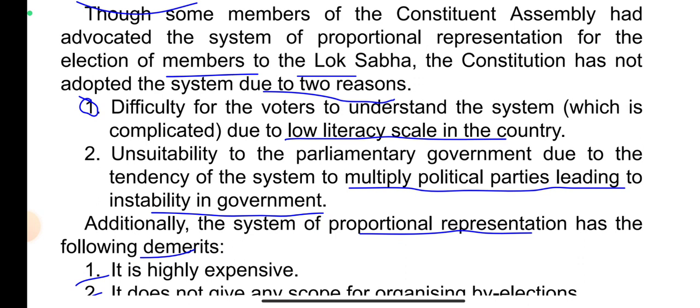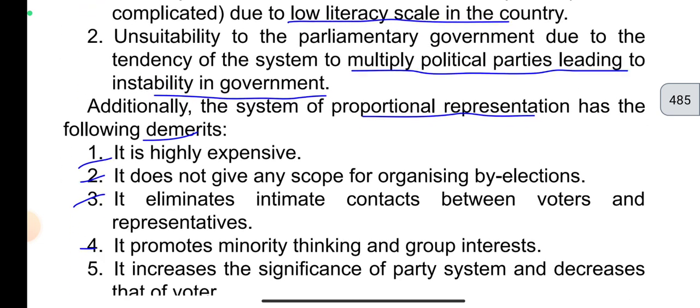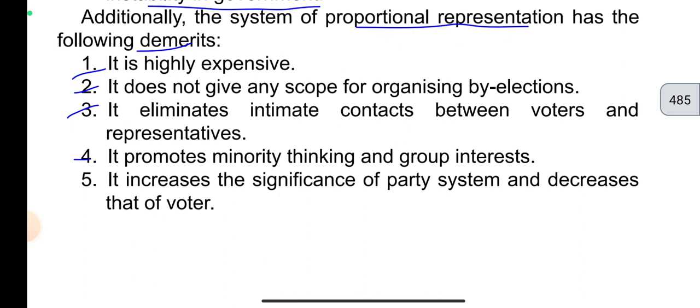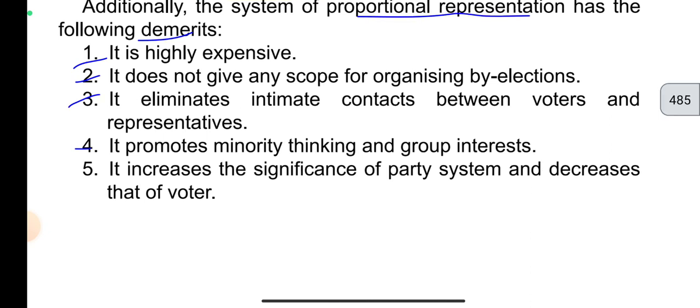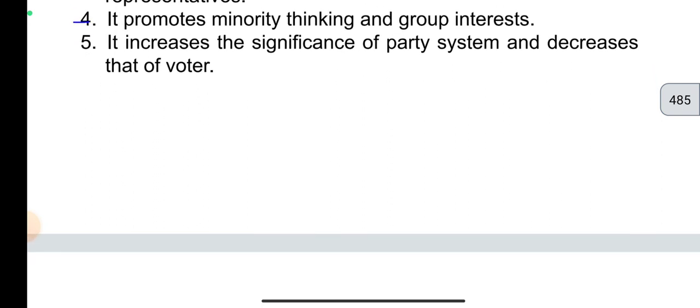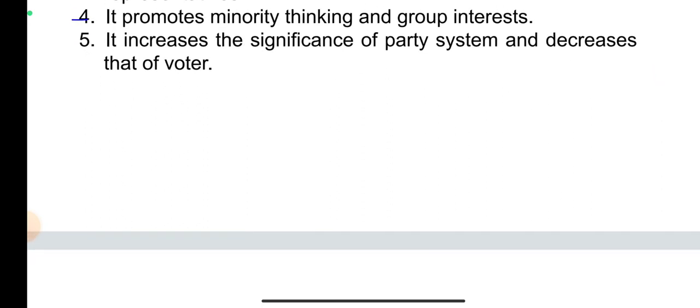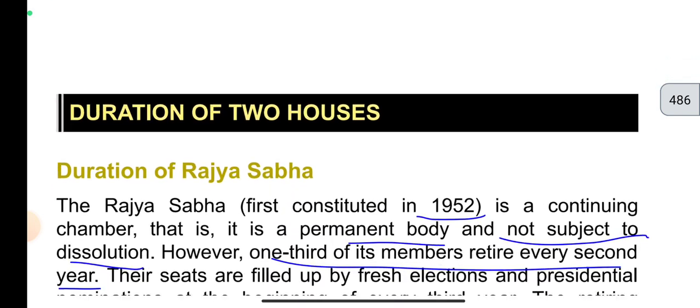Difficulty for the voters to understand the system, which is complicated due to low literacy scale in the country. Unsuitability to the parliamentary government due to the tendency of the system to multiply political parties, leading to instability in government. Additionally, the system of proportional representation has the following demerits. It is highly expensive. It does not give any scope for organizing by-elections. It eliminates intimate contacts between voters and representatives. It promotes minority thinking and group interest. It increases the significance of party systems and decreases that of voter.